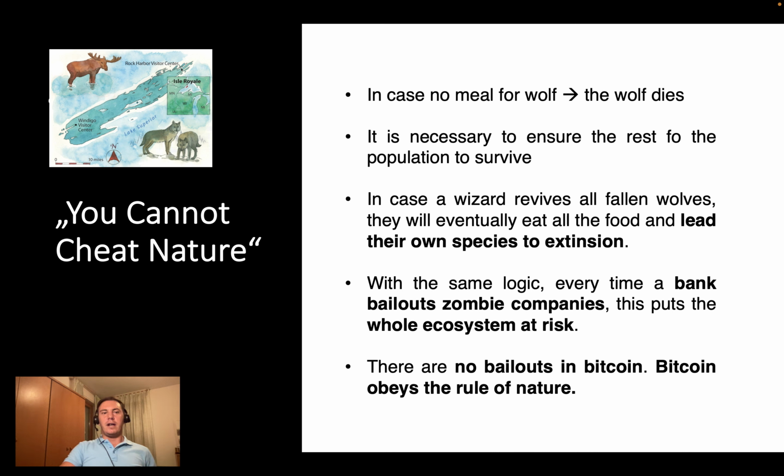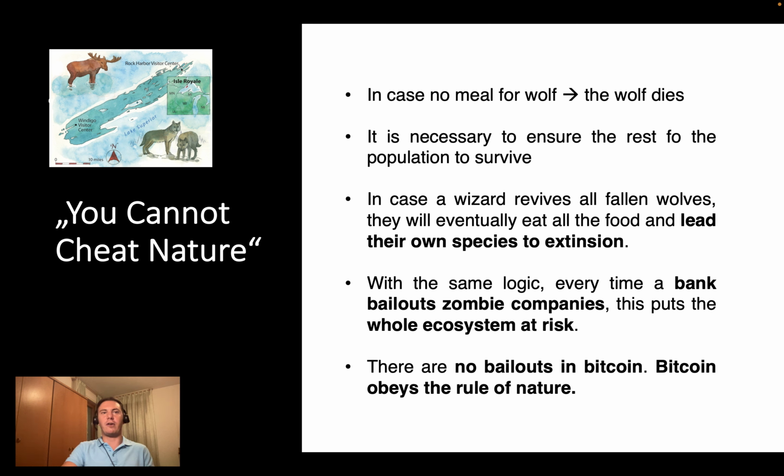We go now to the last slide: you cannot cheat nature. What happened in Isle Royale is that if the wolf doesn't find a meal, it dies. And there are no magic potions to revive the wolf. It's necessary for the weakest individuals to be culled to ensure the rest of the population has enough food to survive. If a wizard revived all fallen wolves, they would eventually eat all the food and lead their own species to extinction. We see this natural imbalance arise when central bankers bail out zombie companies.